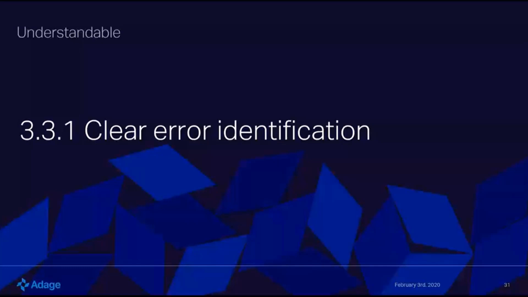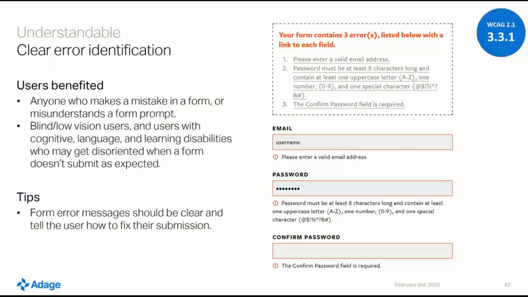All right. So the third common issue we'll be looking at is 3.3.1, clear error identification. The guideline states that if an input error is automatically detected, the item that is in error should be identified, and that error should be described to the user in text. Having the error clearly identified and described benefits users who are blind or colorblind so that they can perceive the fact that an error did occur. It also helps people with cognitive, language, and learning disabilities who may have difficulty understanding the meaning represented by just simple icons or other visual cues rather than text.